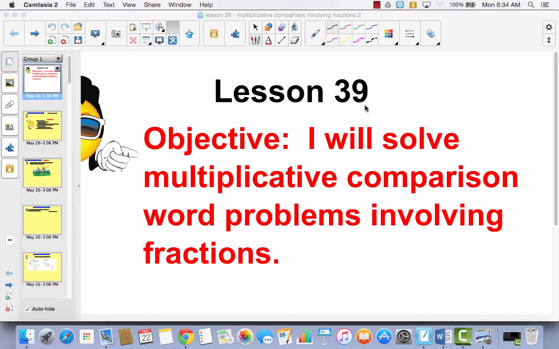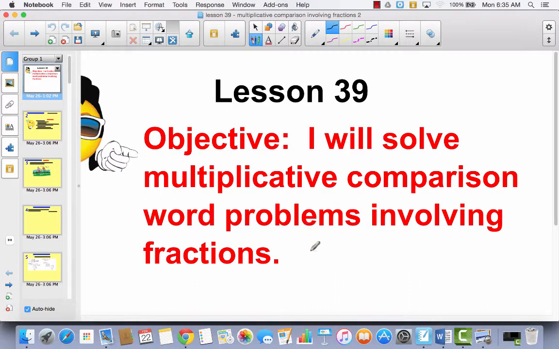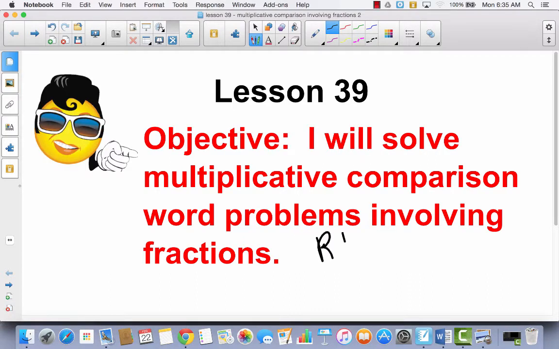Lesson 39, I will solve multiplication comparison word problems involving fractions. So today we're going to be talking all about word problems. We're going to be using that strategy that we always use whenever we have an application problem. We're going to be thinking about R, D, W, W. So we're going to read, draw, write a multiplication sentence, and then write a sentence. Today we're not going to be doing our math journals. We're going to be getting right to our problem set.